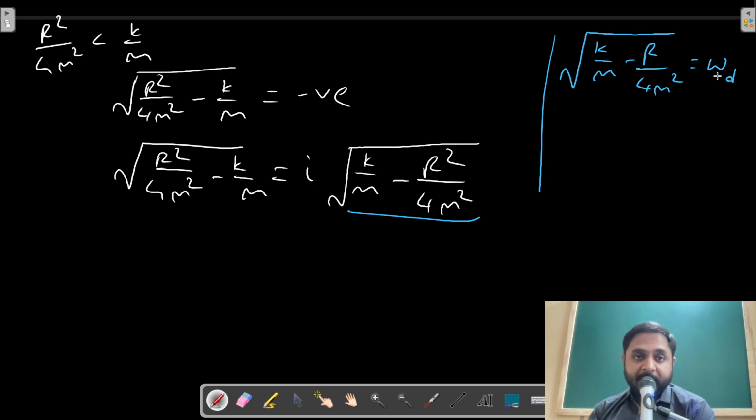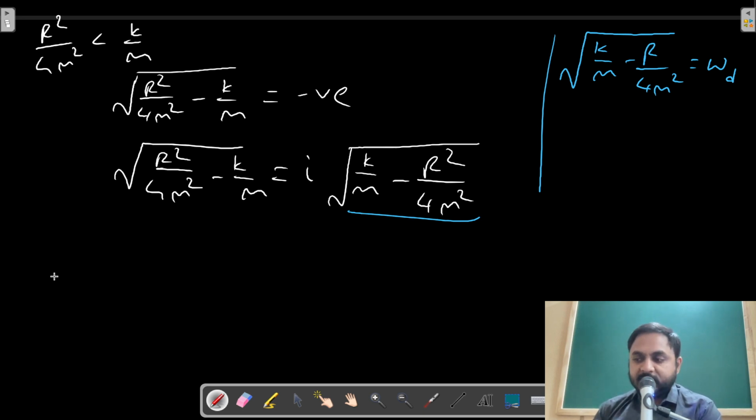D is for damping. Omega is nothing but our angular frequency. We have already studied angular frequency before, but this particular angular frequency is for when there is a damping force acting. That is why I have used a subscript d, omega d. What is the significance of this, we'll discuss in a moment. Let us continue with our derivation.